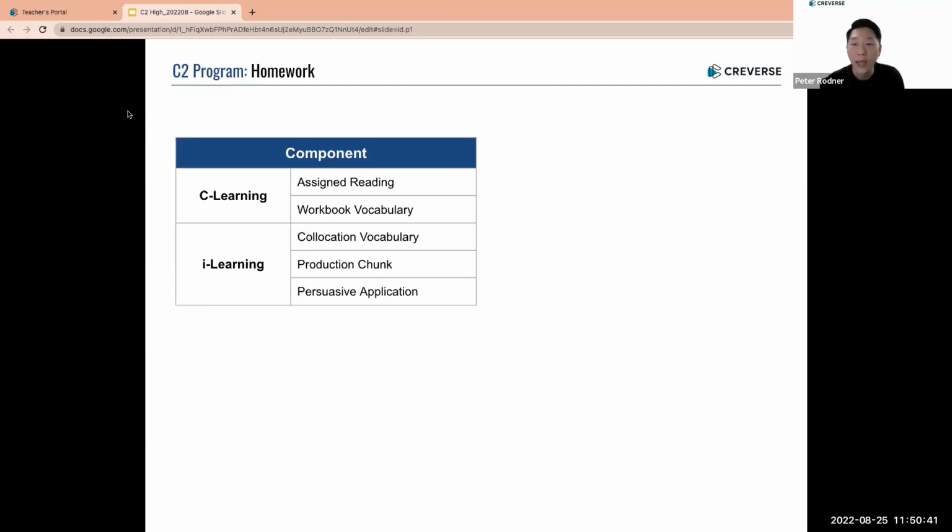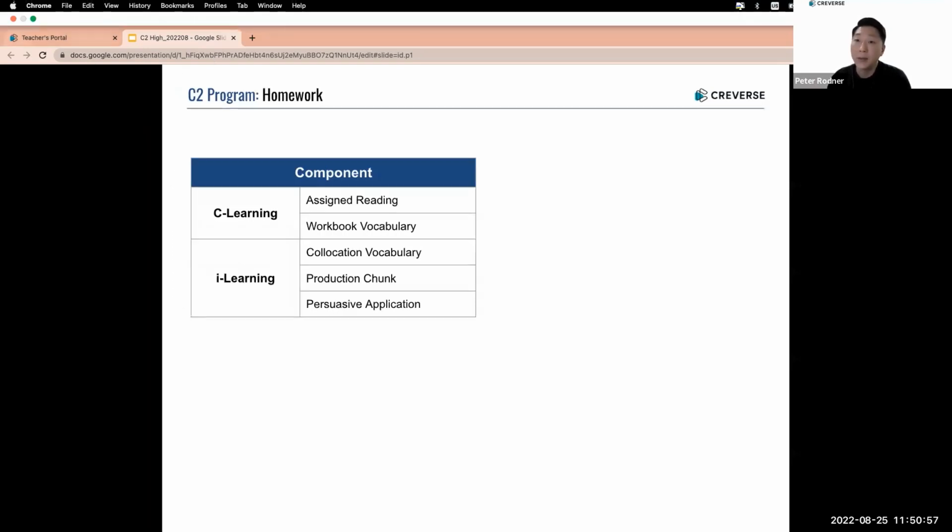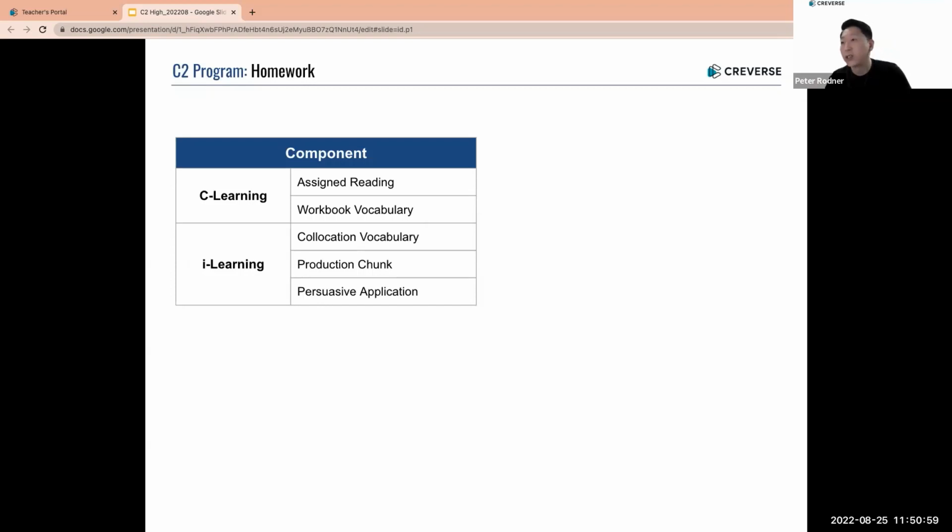Workbook vocabulary, you should assign that usually. And then iLearning, it's actually not too much. They don't have a ton of stuff. Collocation, vocabulary, production chunks, and persuasive application. Again, you can look those up in the actual segment guide. That is pretty much it.